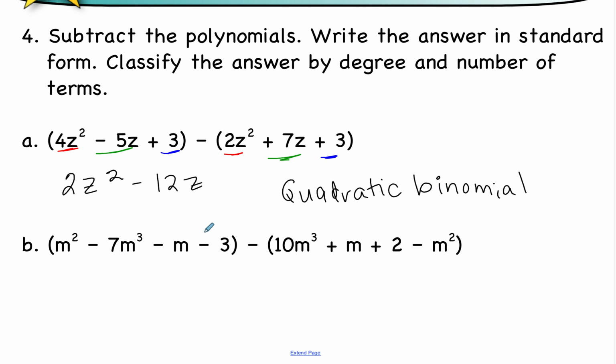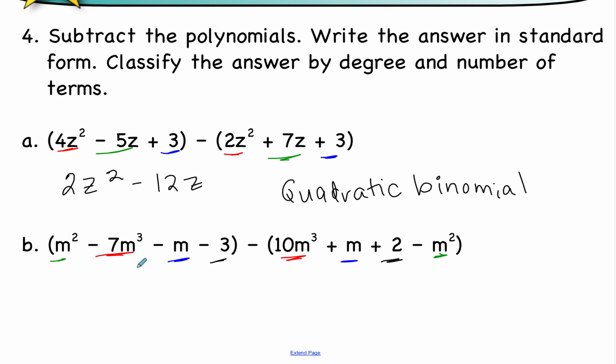All right, letter B. Our like terms are, here's a cubic term, and here's a cubic term. Then let's look for any squares. We have an m squared and an m squared. Those are alike, right? And let's see, we have some linear terms. We'll put those in blue. And then lastly, we have our constant terms, which we will underline in black.